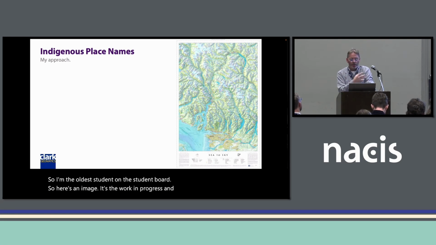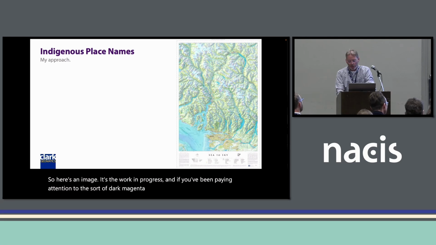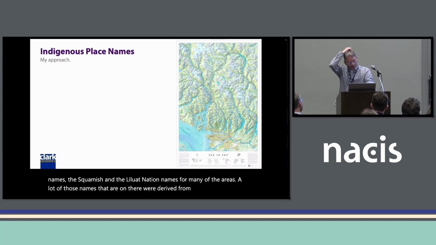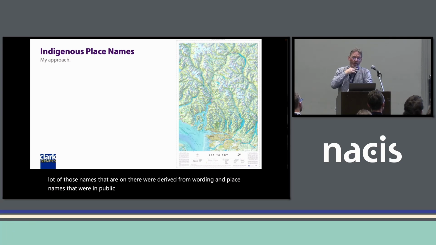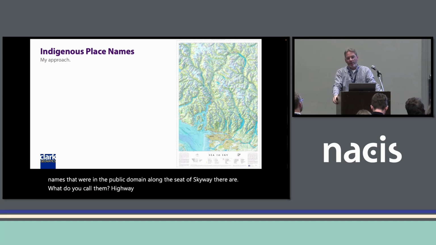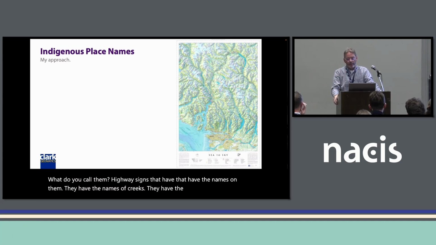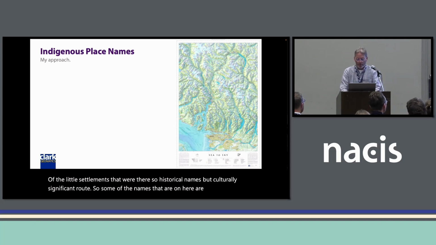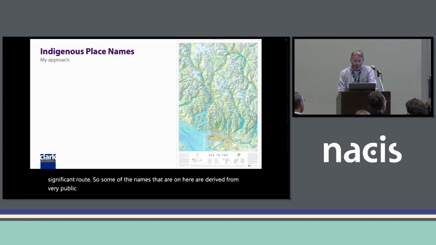If you've been paying attention to the dark magenta print, those are the indigenous place names, the Squamish and the Lil'wat nation names for many of the areas. A lot of those names on there were derived from wording and place names that were in the public domain. Along the Scenic Highway, there are highway signs that have the names of creeks and the names of the little settlements that were there, so historical names, but a culturally significant route. So some of the names on here are derived from very public domain sources.